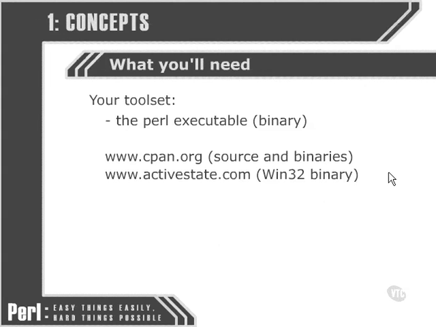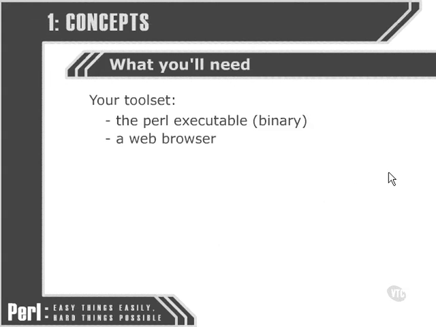If you're running Windows, then a very good place to get hold of a good Windows binary version of Perl is at activestate.com. Next in your tool set is a web browser. You most likely have one of these already, and it really doesn't matter which web browser you use.